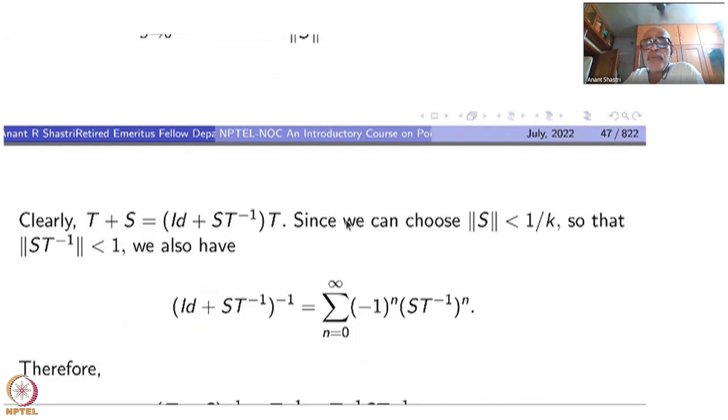So since we can choose norm S to be less than 1 by K, so that norm of S T inverse is less than 1, then identity plus S T inverse can be inverted. Identity plus S T inverse inverse will be nothing but the sum from 0 to infinity of minus 1 raised to n, because there is a minus sign, times S T inverse raised to n. If it's a plus sign, everything will be plus here. If it's a minus sign here, then the sign alternates as minus 1 raised to n. This is a geometric series, 0 to infinity.